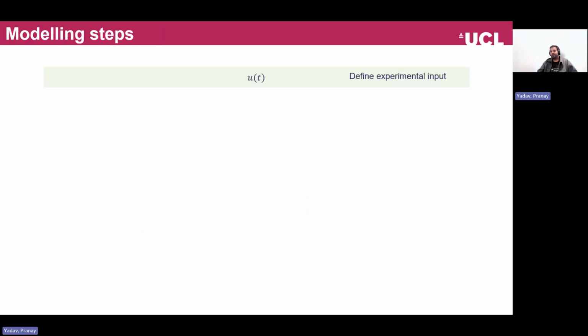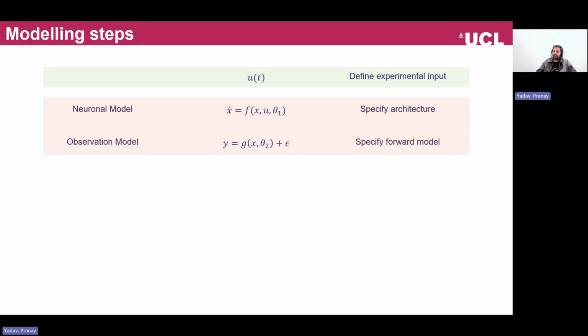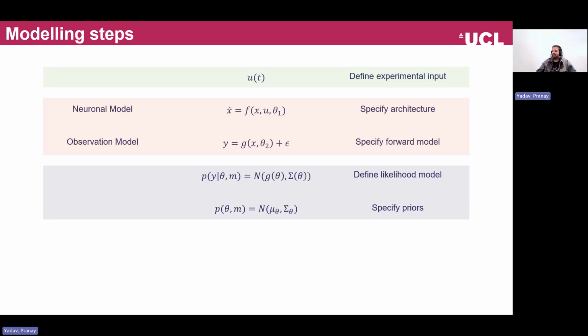Right. Now, as to the actual modeling steps, we start by first defining our experimental conditions and an input. In DCM for CSD, the input is colored noise, which follows a 1/f spectrum. Next, we specify a neuronal model, and this amounts to choosing a specific architecture of interest with a certain parameterization. We also select an observation model, which could be ECD, the imaging solution, or a virtual electrode or LFP. Next, we define our likelihood model and specify priors.